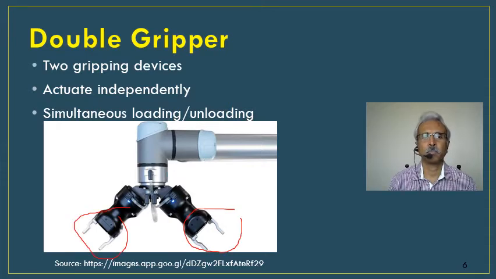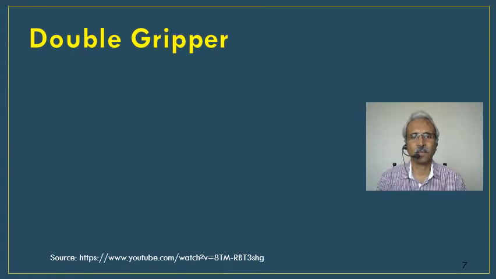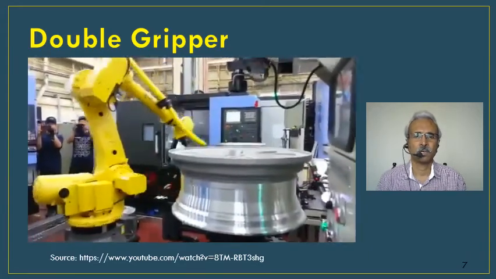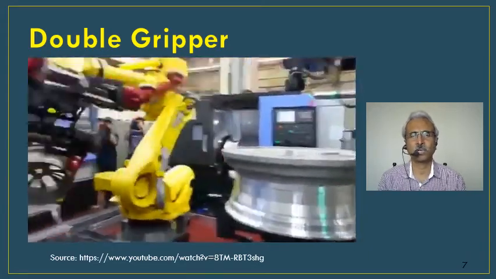So probably when you're talking about loading and unloading, one gripper will have a raw material, the other one can have a finished material, right? So here I'll play the video. So here you can see the robot. It has got 2 grippers.